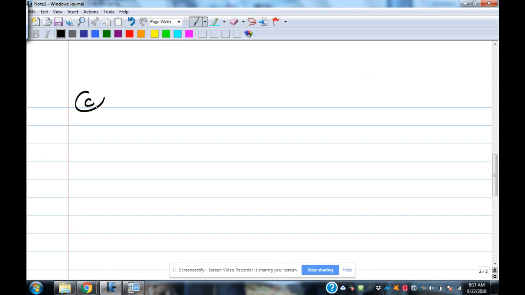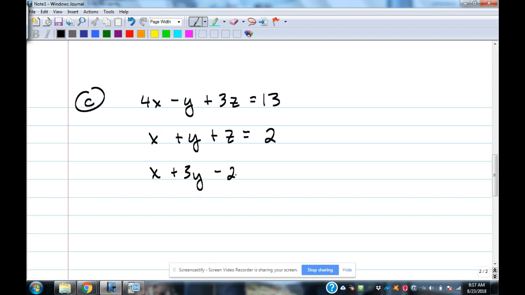All right, let's look at a 3 by 4 system with 4x minus y plus 3z is 13, x plus y plus z is 2, and x plus 3y minus 2z equals negative 17. Everything in the right order. We got x, y, then z. So first column is x's, second column y's, third column is z's, fourth column is what those equations are equal to. Make sure it's in that order.